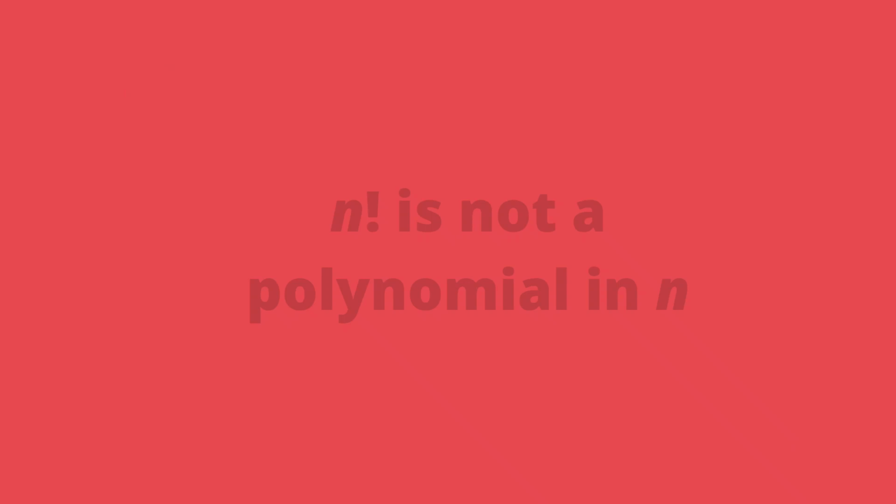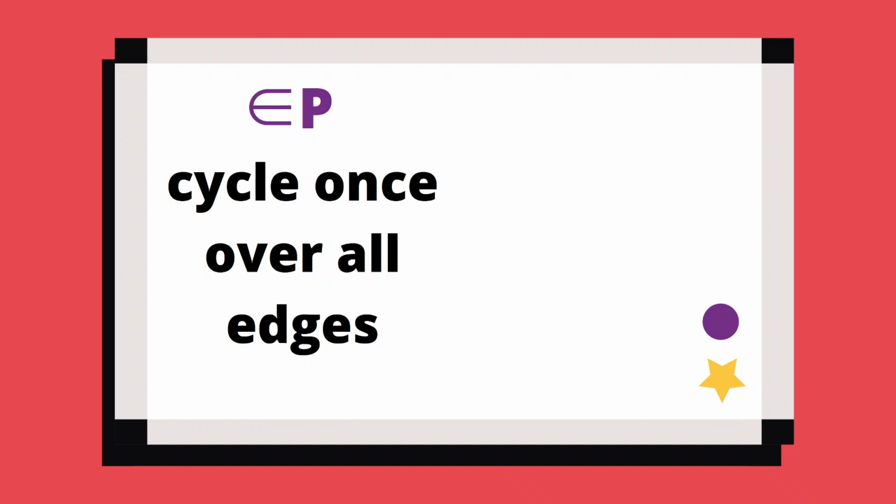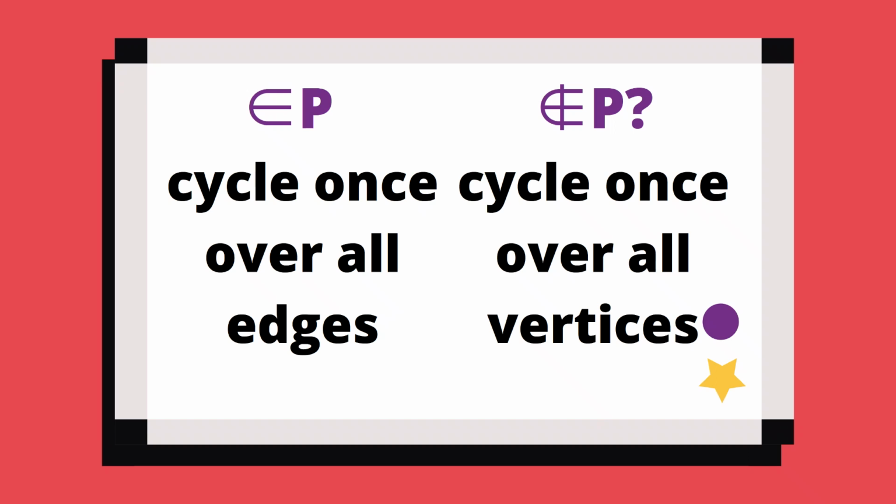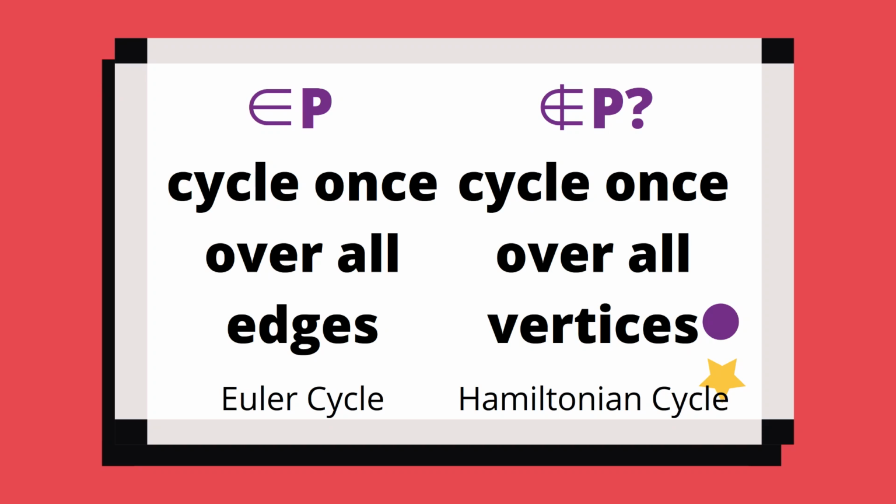It is remarkable that two apparently analogous problems are different in their hardness. We haven't been able to solve one of them efficiently. The first one is called the Euler cycle problem, and the second one is called the Hamiltonian cycle problem. So we can now ask, does the Hamiltonian cycle problem belong to a possibly larger class of problems?